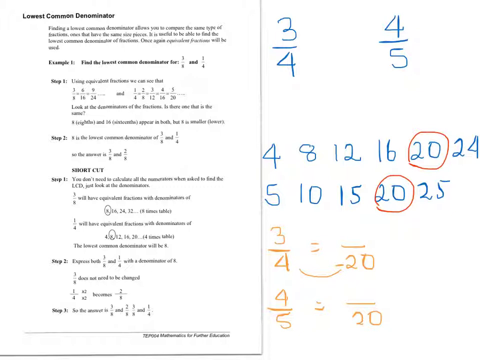What do we do to 4 to get 20? We multiply it by 5. 3 times 5 is 15. So 3/4 has an equivalent fraction of 15/20, and 4/5, what do we do to 5 to get 20? We multiply it by 4. 4 times 4 is 16. So now we've converted 4/5 to an equivalent fraction out of 20. Both those fractions now have a common denominator of 20.